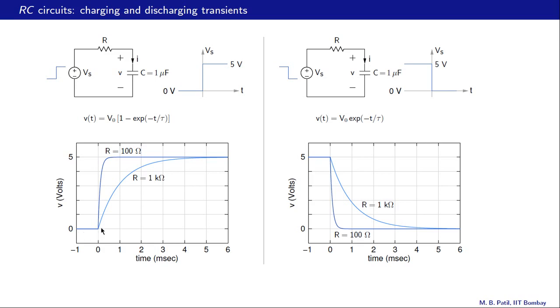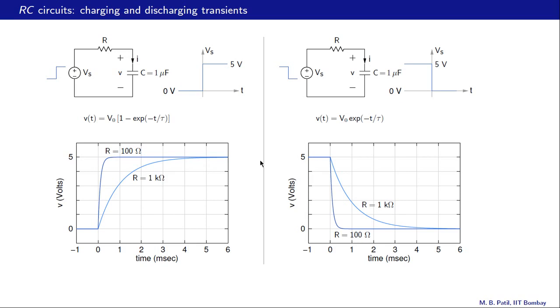This light blue curve corresponds to R equal to 1k. In the beginning, the capacitor voltage has been 0 volts for a long time. At t equal to 0, it starts rising towards 5 volts. And in about 5 milliseconds, this time point here, it reaches almost 5 volts and does not change after that.